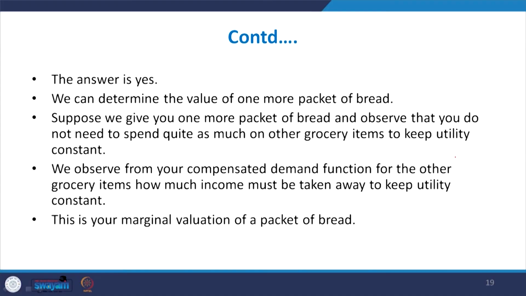So, you can determine the value of one more packet of bread. Suppose we give you one more packet of bread and observe that you do not need to spend quite as much on other grocery items to keep the utility constant. So, this is very important, since in a basket utility is kept constant. So, now you have spent 2000 rupees on grocery items including bread. Now, if one additional packet of bread is given to you, of course, utility will go up. So, you have to reduce some quantity of other products in order to keep the utility constant.